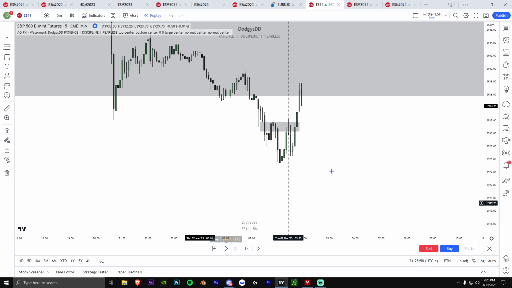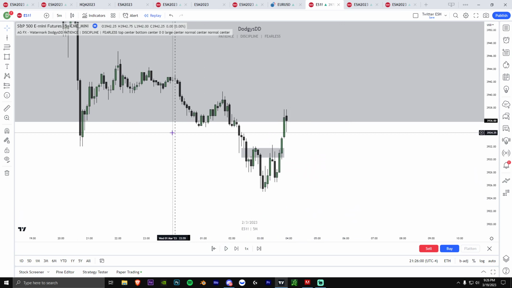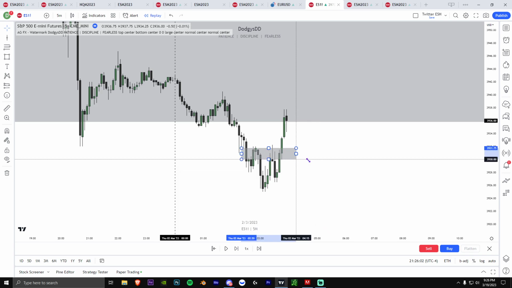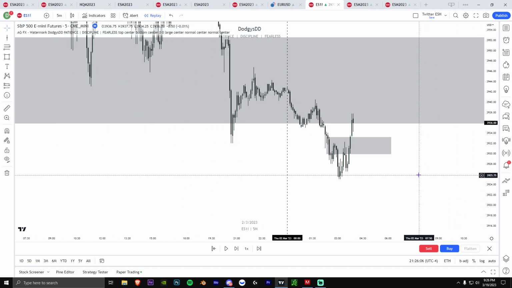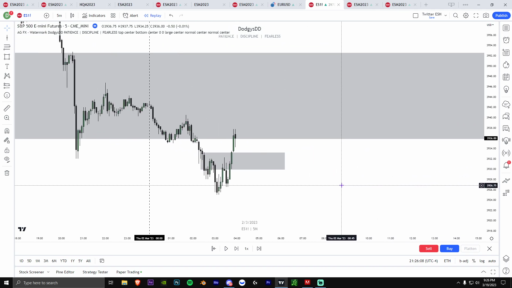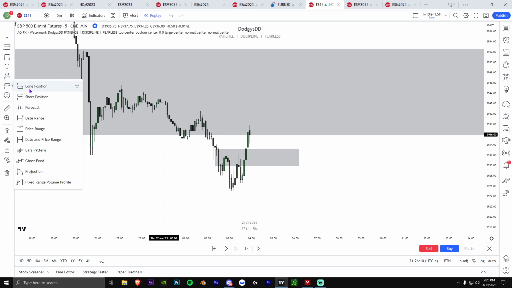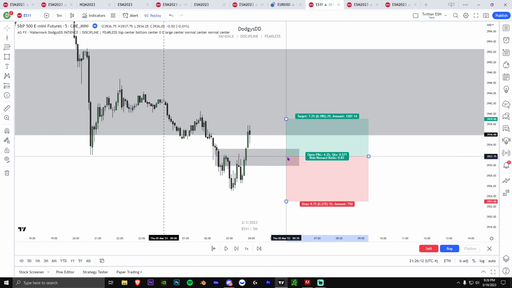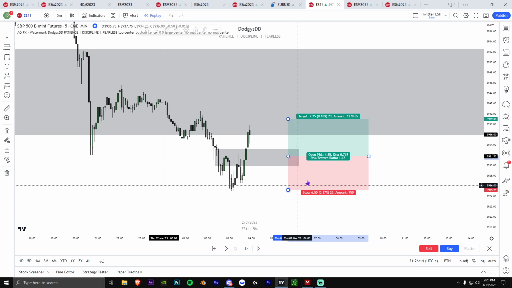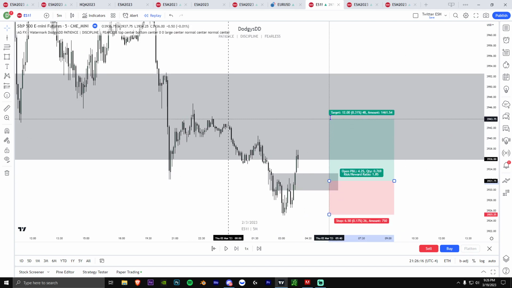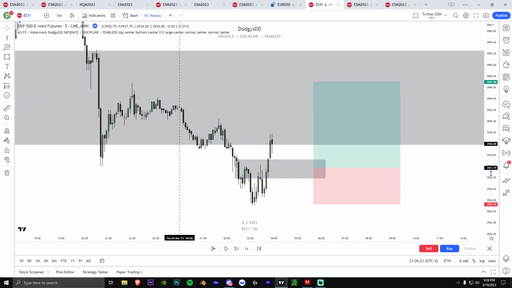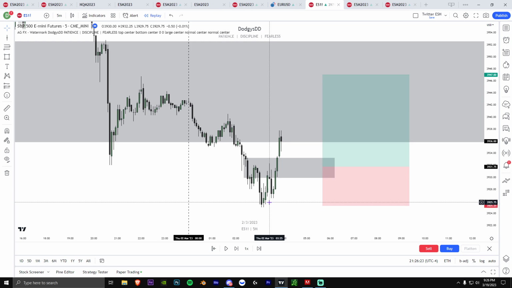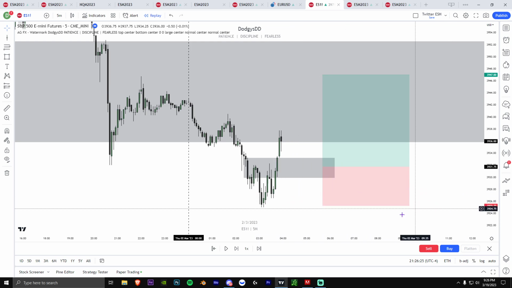Let's see here. Here's where I'd probably long, somewhere in the zone. I don't know what happens here. I'm just going to take a gander and say this would be the setup. And I'll probably target, so this would be a 2.5R. This was at 3 a.m., and I don't trade at 3 a.m. Let's see what happens here.